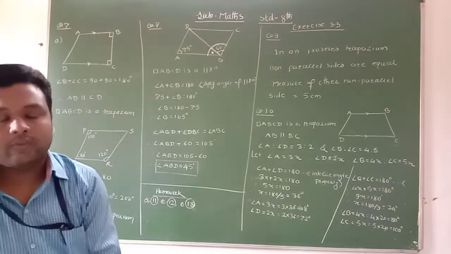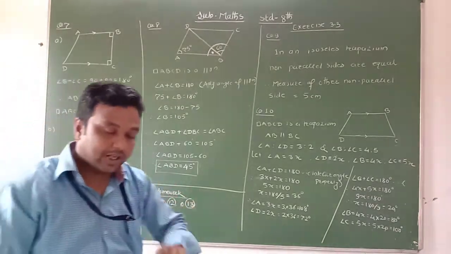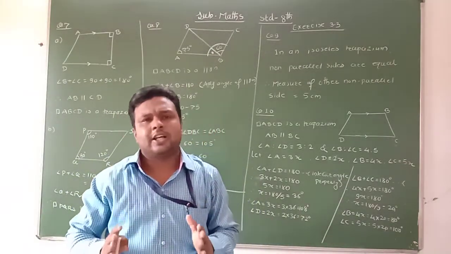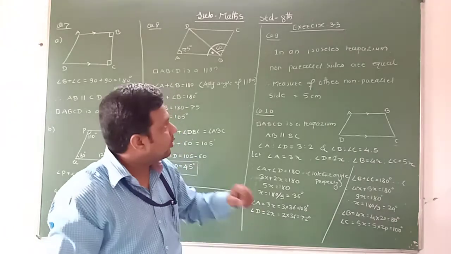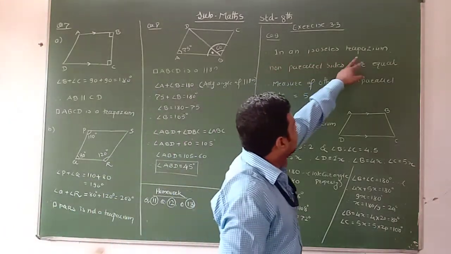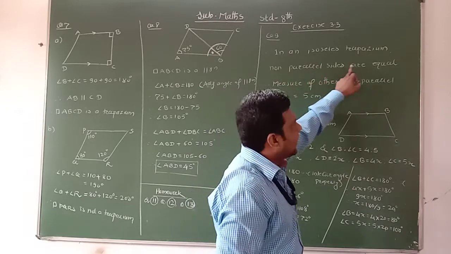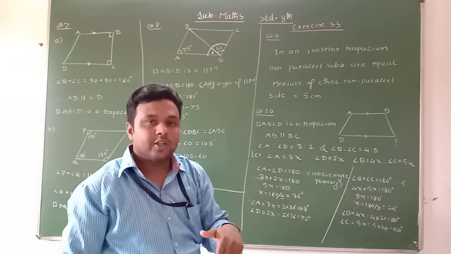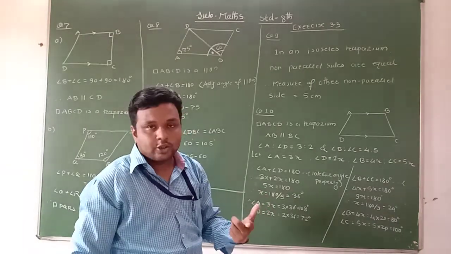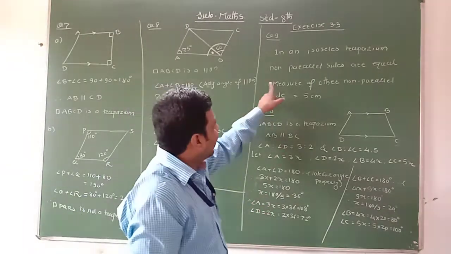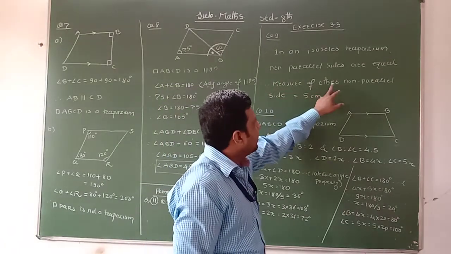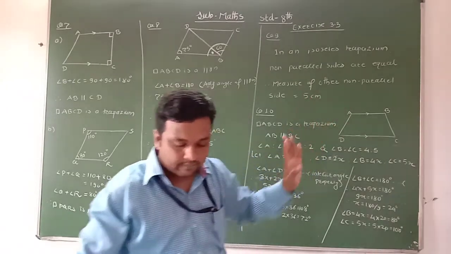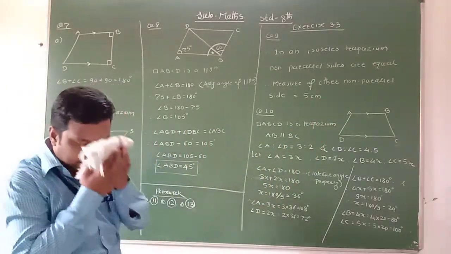According to the definition of the isosceles trapezium, in an isosceles trapezium, non-parallel sides are equal. One non-parallel side is given as 5 cm, so obviously the other non-parallel side is also 5 cm. Therefore, here we write the measure of the other non-parallel side is equal to 5 cm. Then next, question number 10.